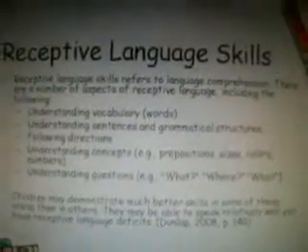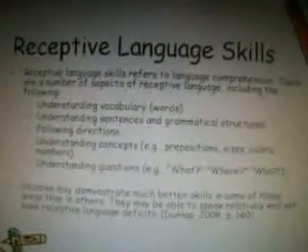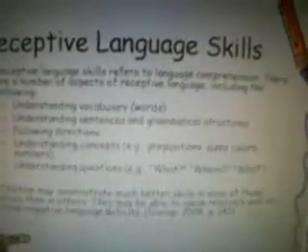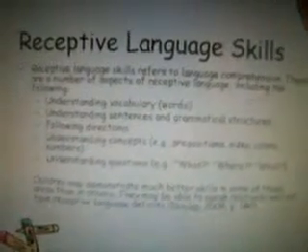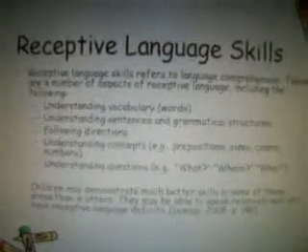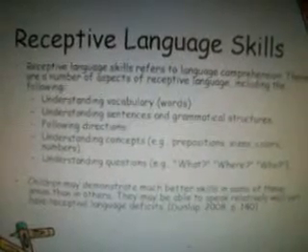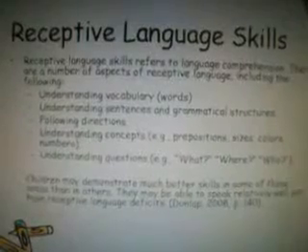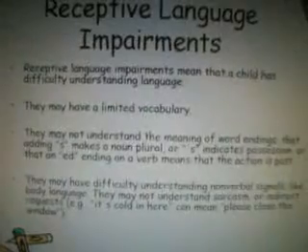Receptive language skills refers to language comprehension. There are a number of aspects of receptive language, including the following: understanding vocabulary words, understanding sentences and grammatical structures, following directions, understanding concepts such as position, sizes, colors, and numbers, understanding questions, what, where, who. Children may demonstrate much better skills in some of these areas than in others. They may be able to speak relatively well yet have receptive language deficits.